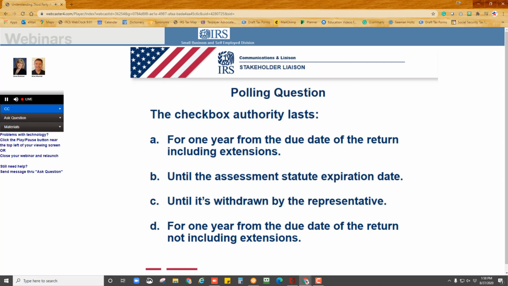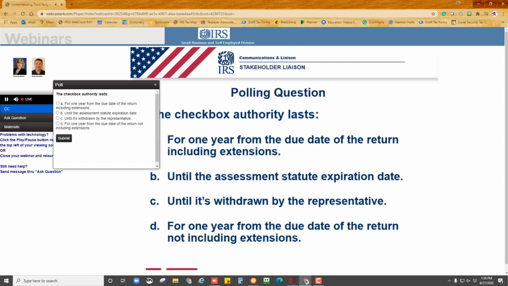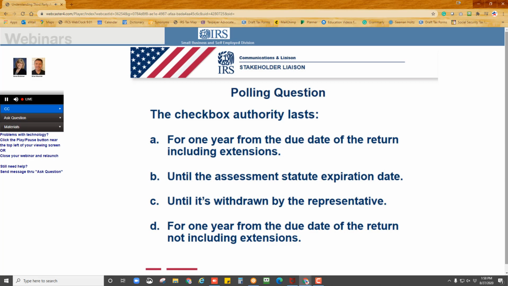So audience, our final polling question is, the checkbox authority lasts A, for 1 year from the due date of the return, including extension, B, until the assessment statute expiration date, C, until it's withdrawn by the representative, or D, for 1 year from the due date of the return, not including extension. So let's take a couple of seconds, check the radio button to the best answer, and we'll give you a few more seconds here.